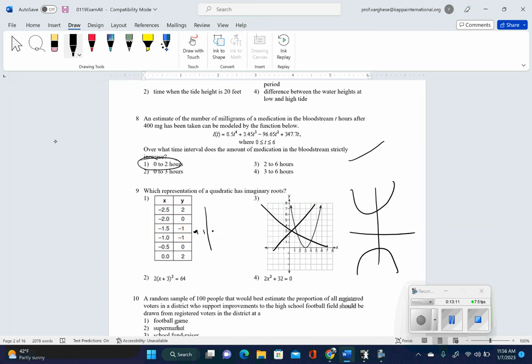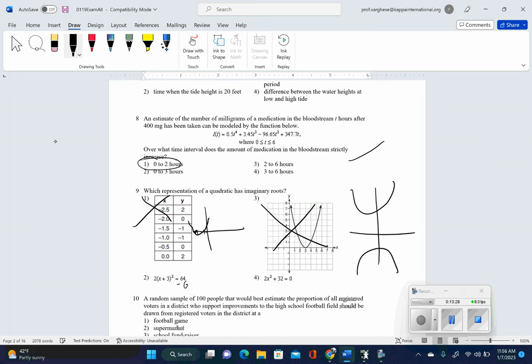Negative a half. Let me erase this. So -2 and negative a half, it's hitting it twice. So it's going to be something like that. So this is out as well. So 1 and 3. Do you see how we just brought it down to only a 50-50 shot? So I'm going to go to this one right here, imaginary roots.